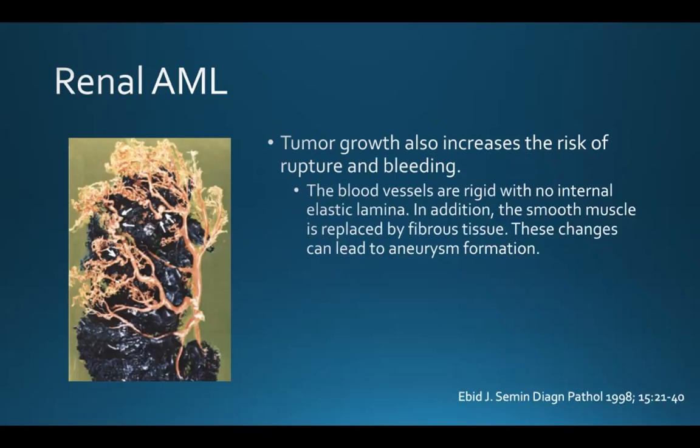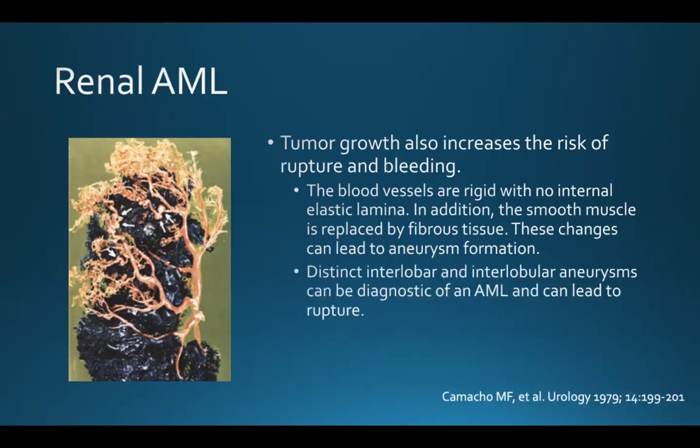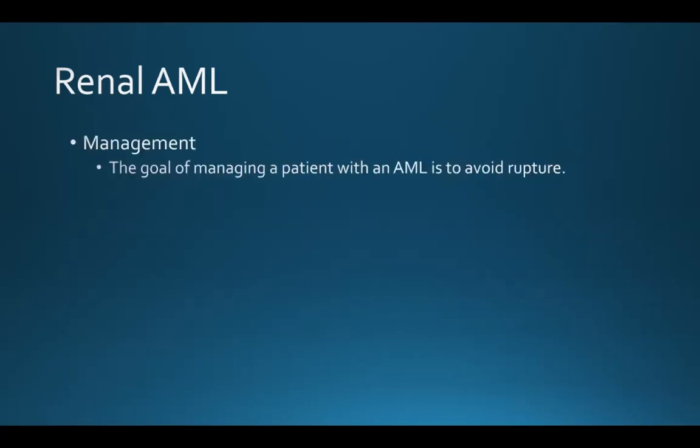The blood vessels within an angiomyolipoma are rigid with no internal elastic lamina. In addition, the smooth muscle can be replaced by fibrous tissue, and these changes can lead to aneurysm formation. It's these distinct interlobar and interlobular aneurysms which can be diagnostic of an AML and can lead to rupture. So when we talk about managing a patient with an AML, the goal of management is essentially to avoid rupture.